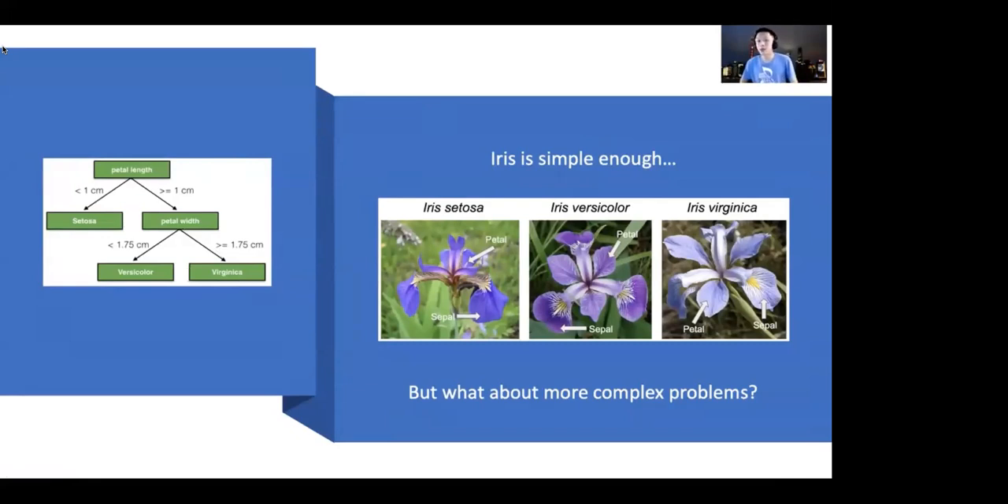But what about more complex problems? Does anyone want to suggest perhaps a more complicated problem than classifying 3 flowers that could use machine learning that maybe isn't so easy to eyeball? Again, feel free to unmute or type some suggestions in the chat. Compare arrays of data. Okay, interesting.